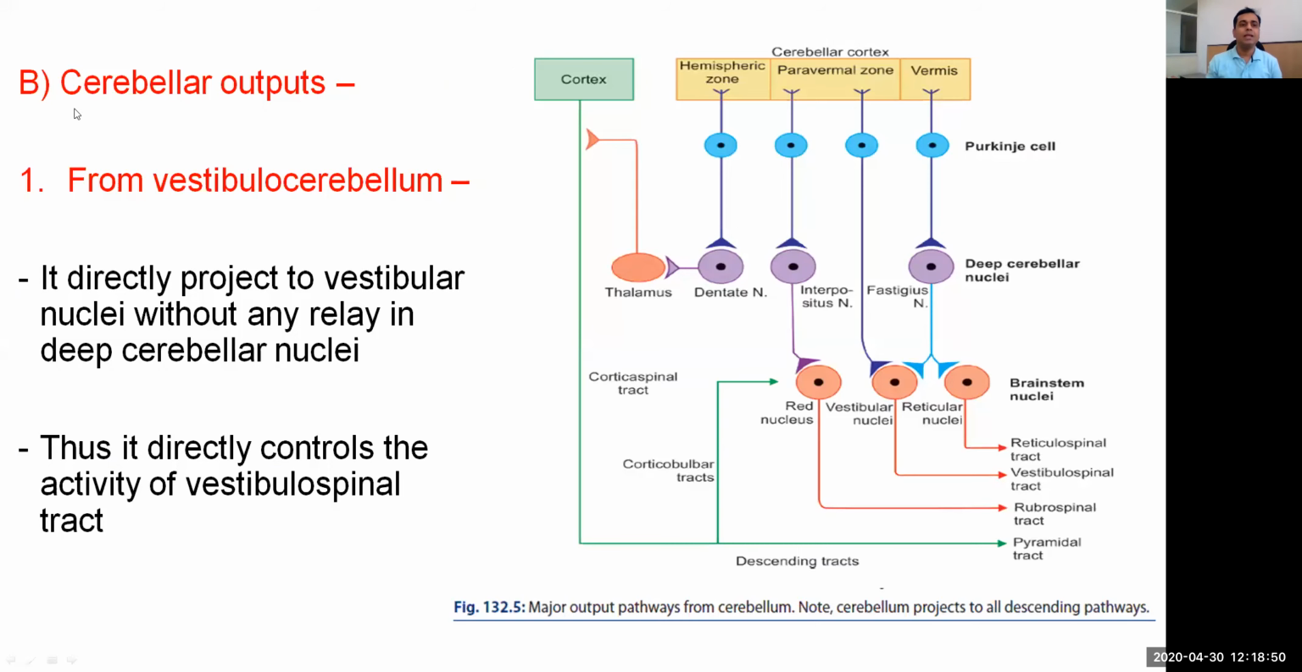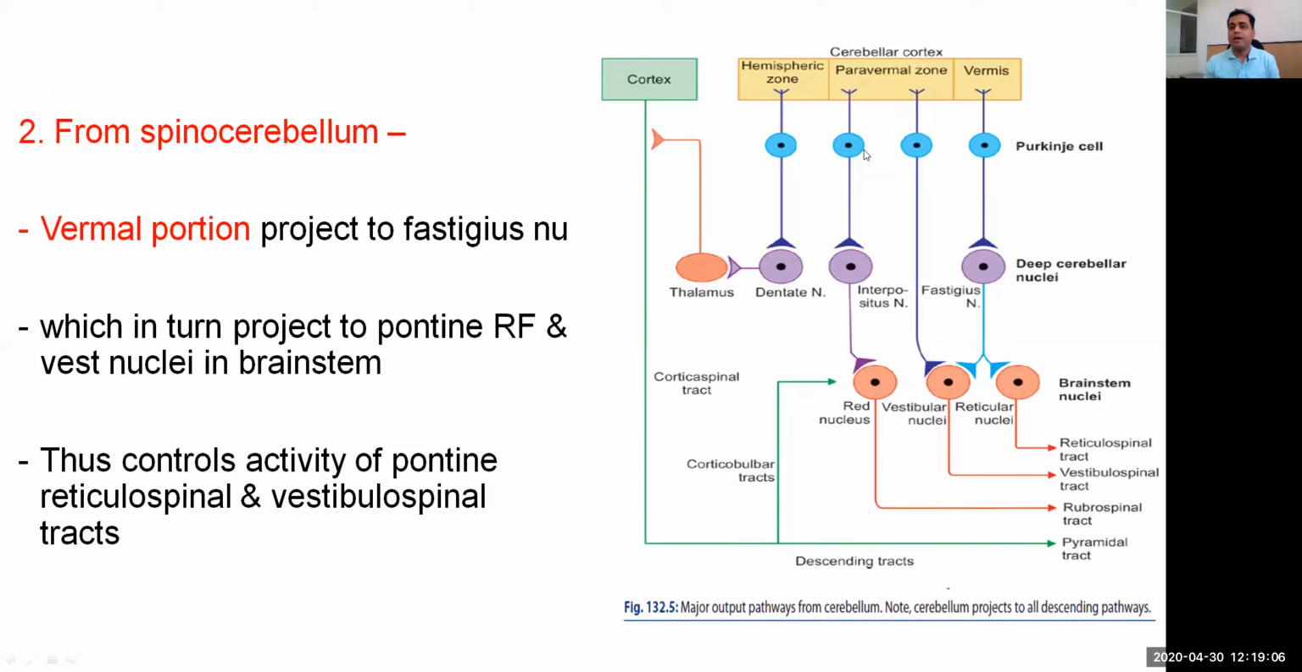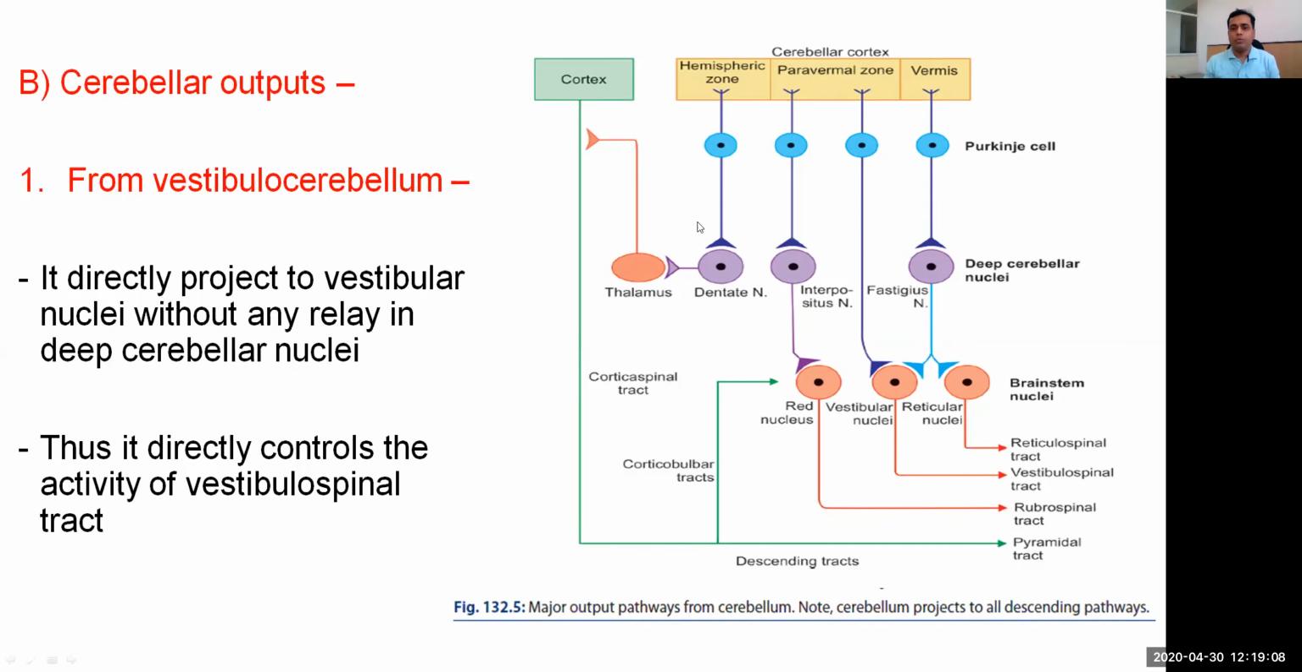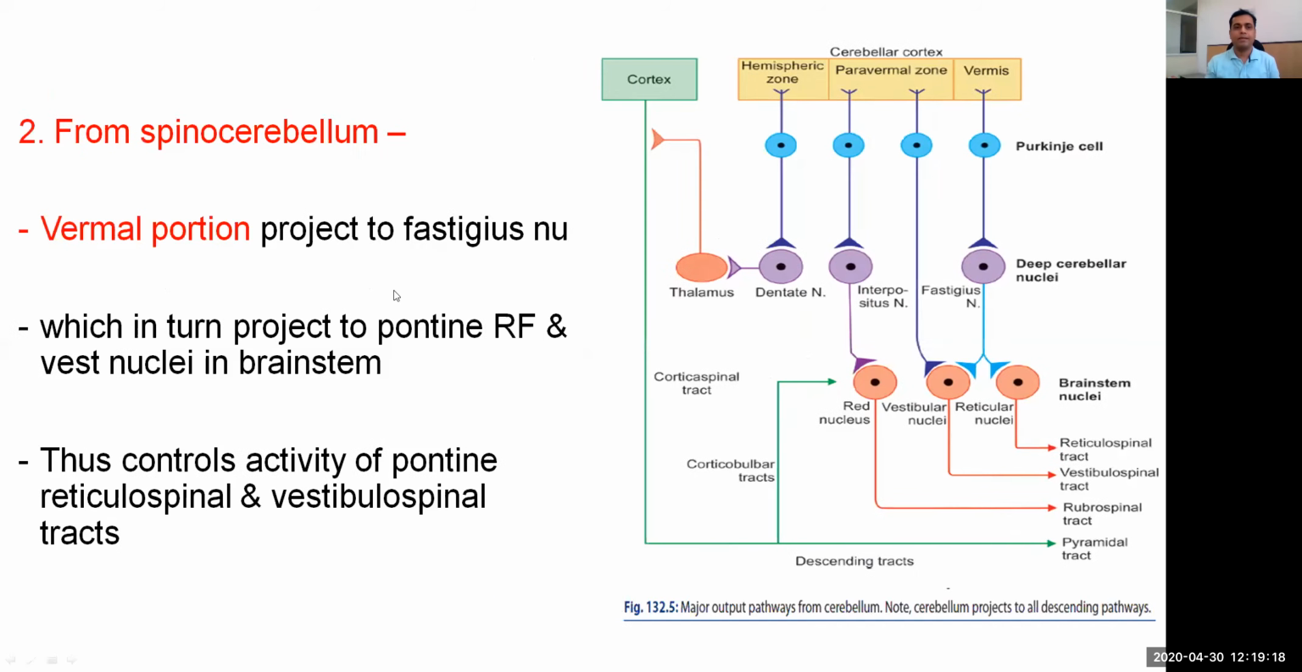Cerebellar outputs from the vestibulocerebellum directly project to the vestibular nuclei. These are the vestibular nuclei, and this is the vestibulocerebellar output, which is directly projecting to the vestibular nuclei without any relay in deep cerebellar nuclei. Thus, it directly controls the activity of the vestibulospinal tract.